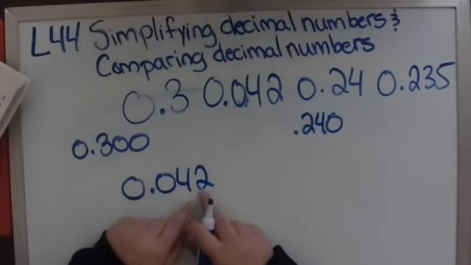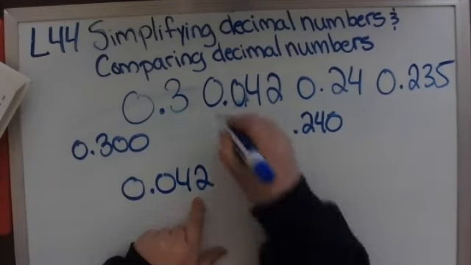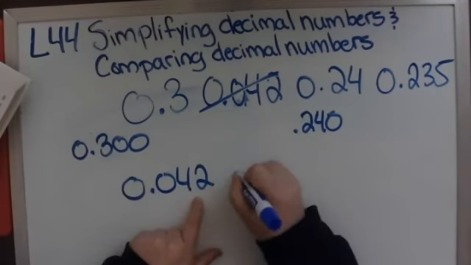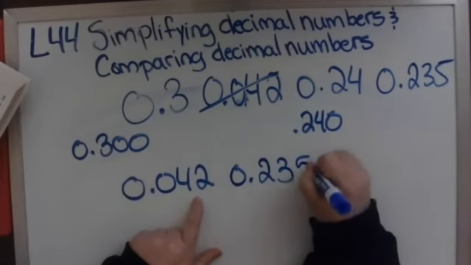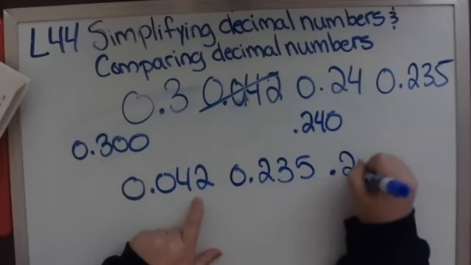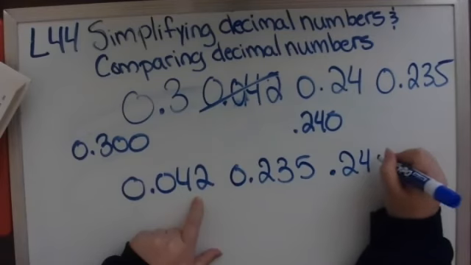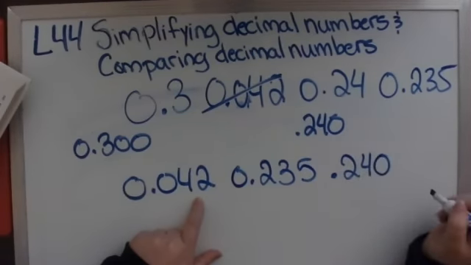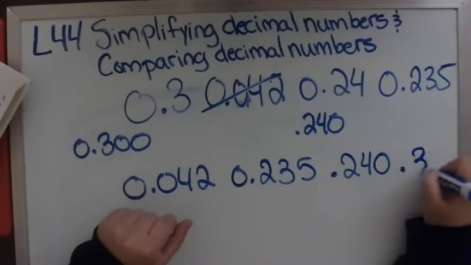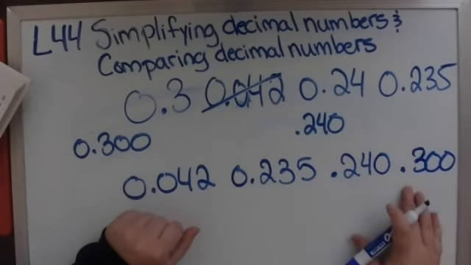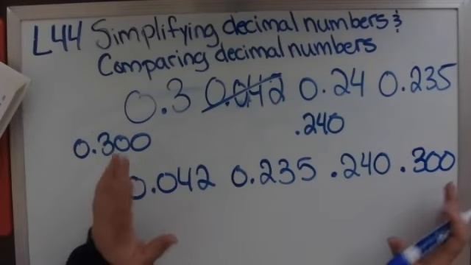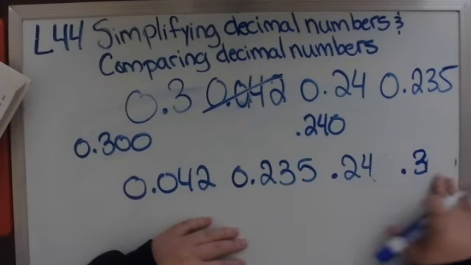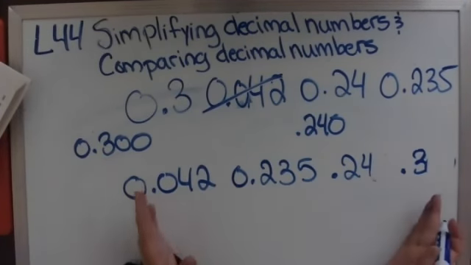Well, if I'm going from smallest to biggest, least to greatest, I'm going to go 42 or 42 thousandths. Then let's see, 235. So the 235 thousandths. Then we're going to be doing 24. We had 24 hundredths, but for our purposes, we can do this for the moment. And then last one, 3/10 or 3 thousandths. Now at this point, you can go in and you can take away your zeros again to simplify them, and you have from least to greatest.